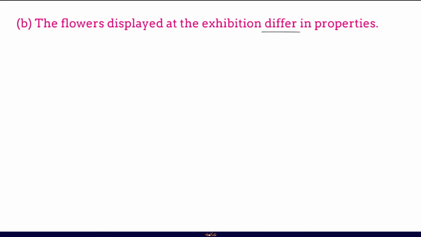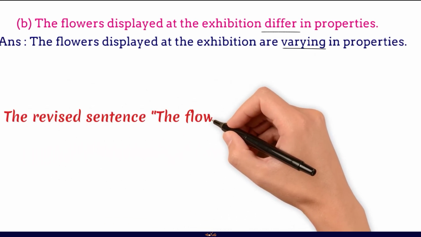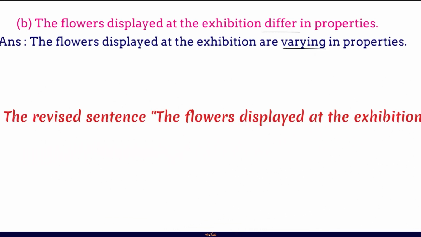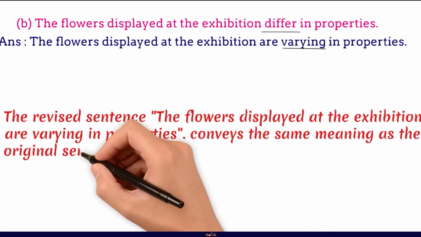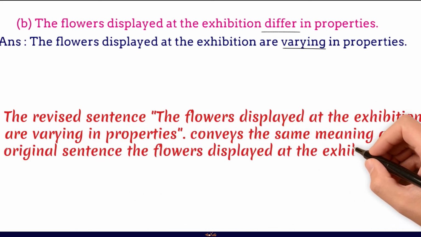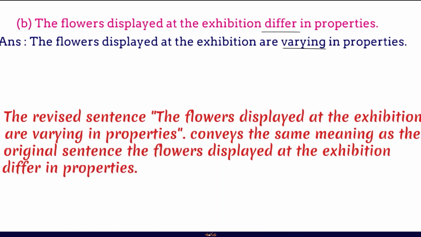Now moving to question B, the flowers displayed at the exhibition differ in proportions. And the answer to this question is, the flowers displayed at the exhibition are varying in properties. The revised sentence, the flowers displayed at the exhibition are varying in properties, conveys the same message as the original sentence, the flowers displayed at the exhibition differ in properties.